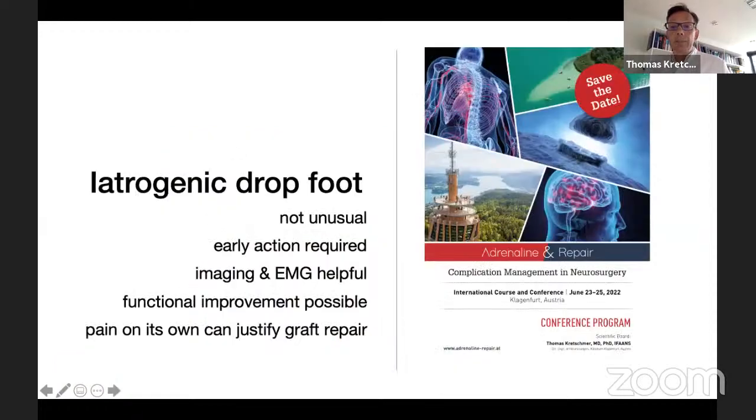So to sum it up, iatrogenic drop foot is quite frequent. Personally, I think early action is required. Apart from clinical exam, imaging and EMG are of utmost importance. And the good news is, if you combine a few methods, functional improvement is possible in a few cases, maybe not in all. And personally, I think pain on its own can also justify graft repair. Thank you.